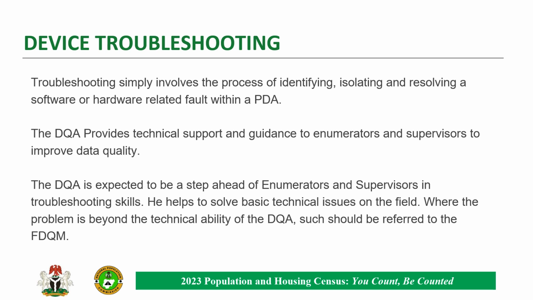Device troubleshooting. Troubleshooting simply involves the process of identifying, isolating, and resolving a software or hardware-related fault within a PDA. The DQA provides technical support and guidance to enumerators and supervisors to improve data quality. The DQA is expected to be a step ahead of enumerators and supervisors in troubleshooting skills. He helps to solve basic technical issues on the field, and where the problem is beyond the technical ability of the DQA, it should be referred to the FDQM.